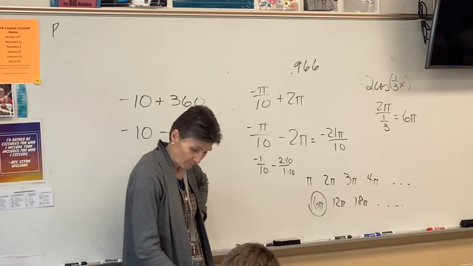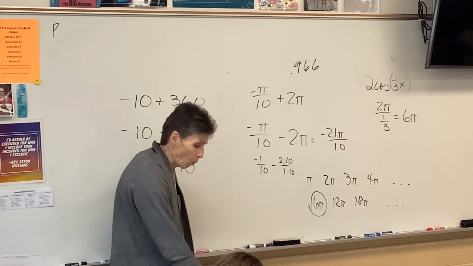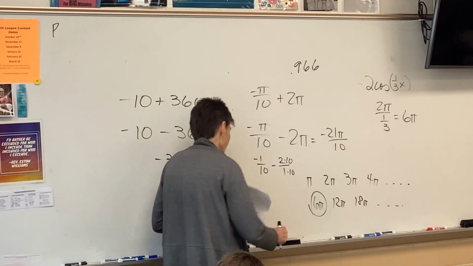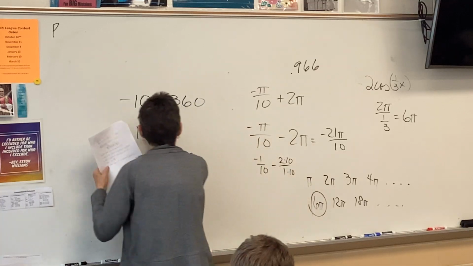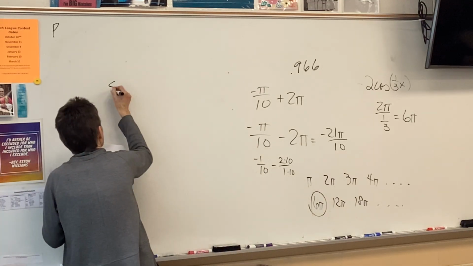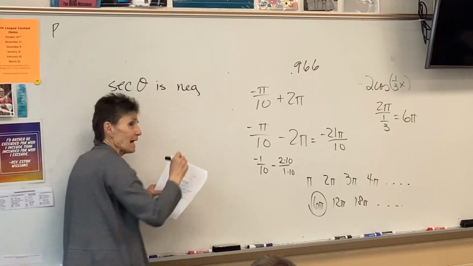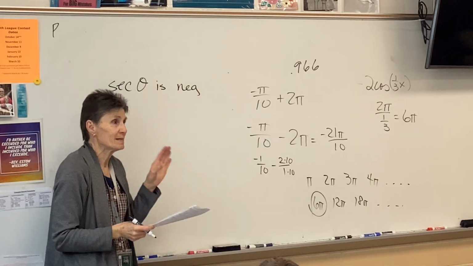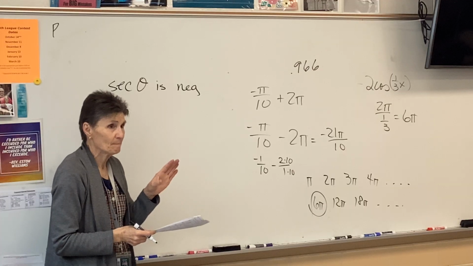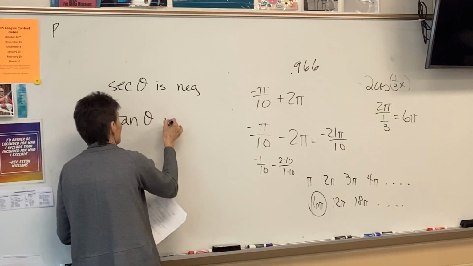Okie dokie. One more. In which quadrant is my angle if the secant is negative? I'm going to write it that way. Less than 0 means negative. Would everyone agree with that? And the tangent is also negative.